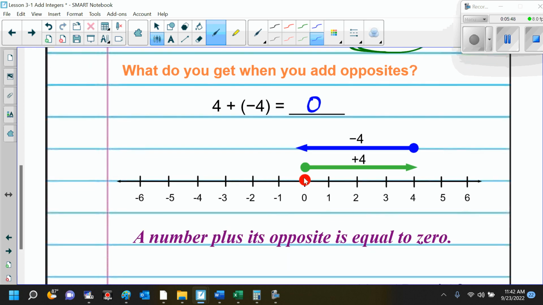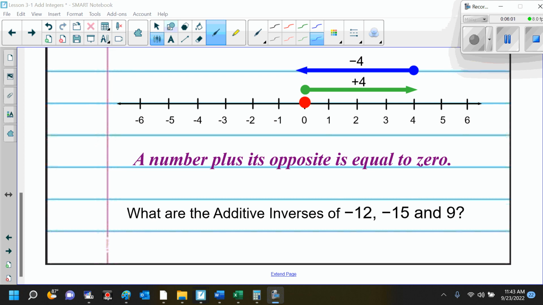Make sure you write this down. A number plus its opposite is equal to 0. So, what are the additive inverses of these? The additive inverse of negative 12 is 12. Very good. The additive inverse of negative 15 is 15. And the additive inverse of positive 9 is negative 9. Very good. So, if you add a number plus its additive inverse, you are going to get 0.